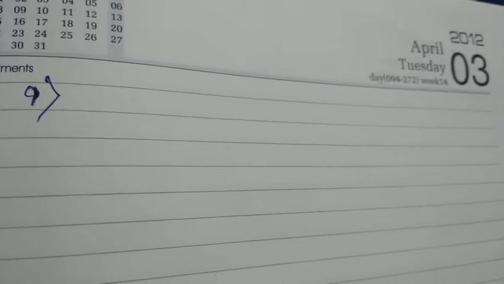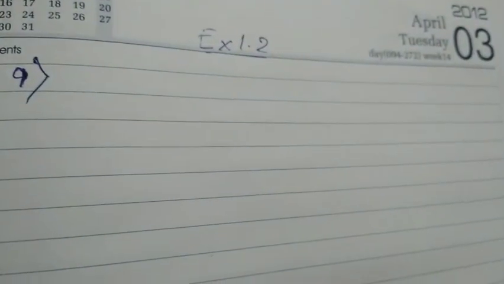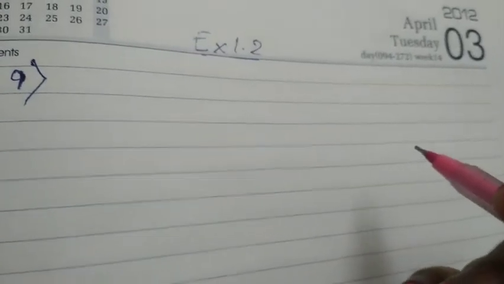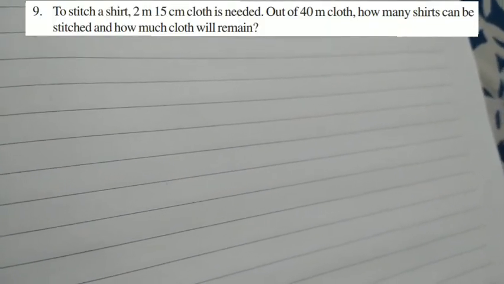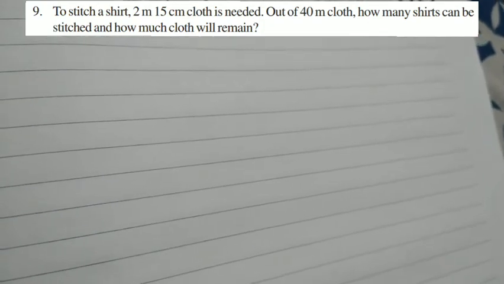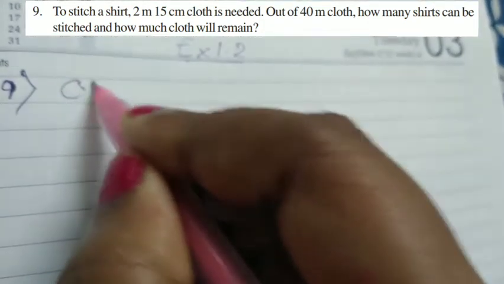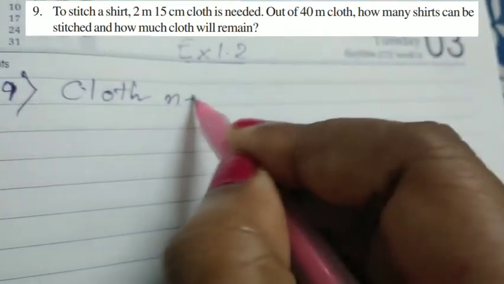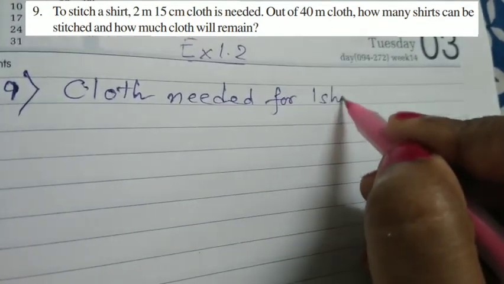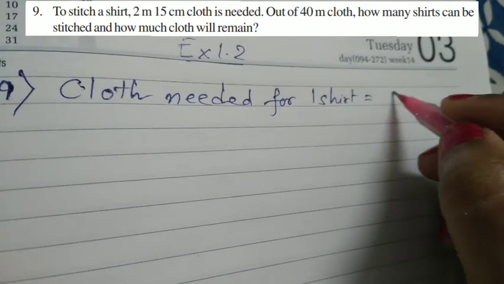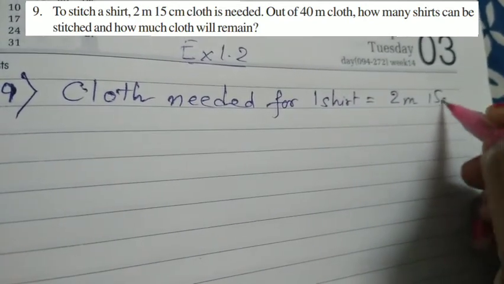Okay, so from exercise 1.2 we have done questions 1 to 8 already, and for verification you can check my previous videos. Now coming to question number 9, which reads, to stitch a shirt 2 meter 15 centimeter cloth is needed. So cloth needed for one shirt is equal to 2 meter 15 centimeter.